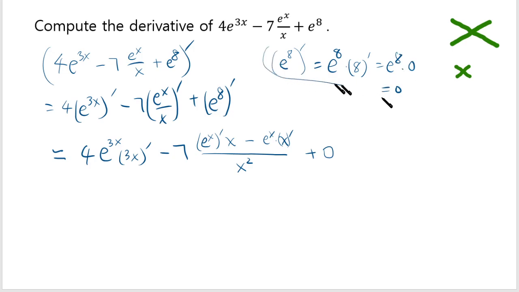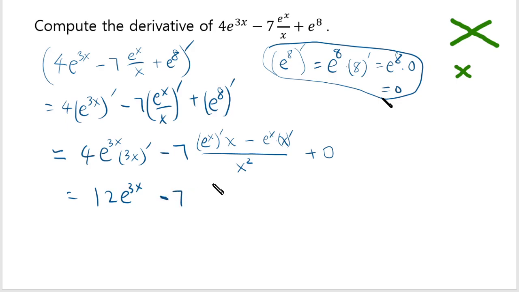So that's another way to argue that this will give you 0, but that's just too much waste of time. You should be able to just see this, and I don't see an x, so immediately the derivative should be 0, okay? Alright, so we have 3x prime, which is 3. 3 times 4 is 12.